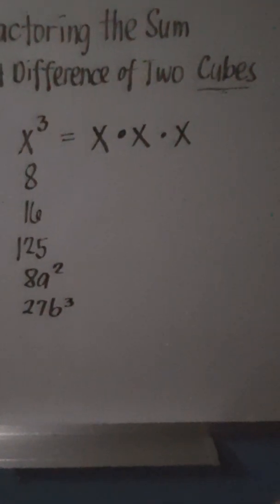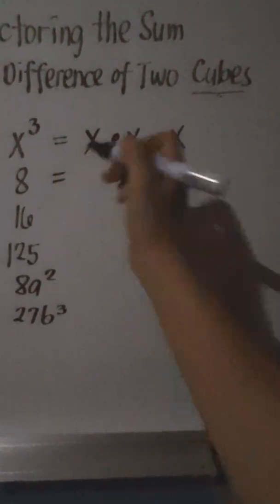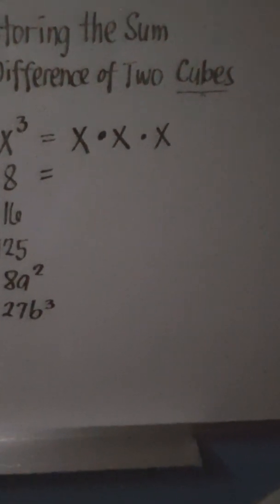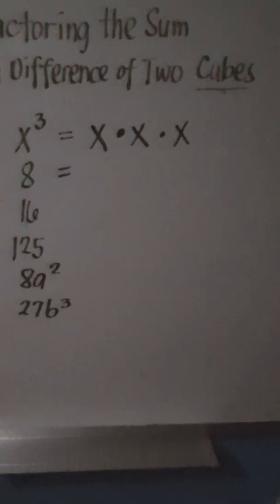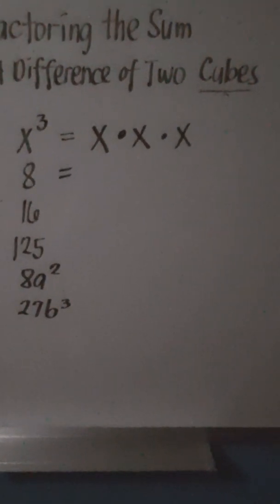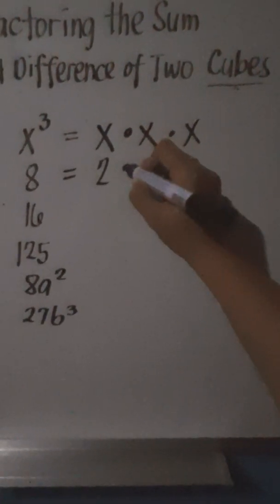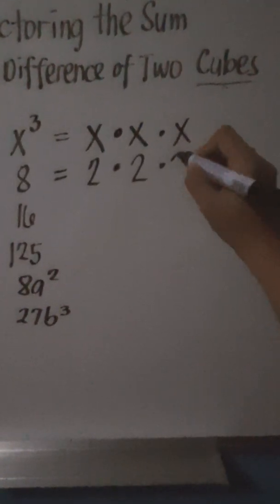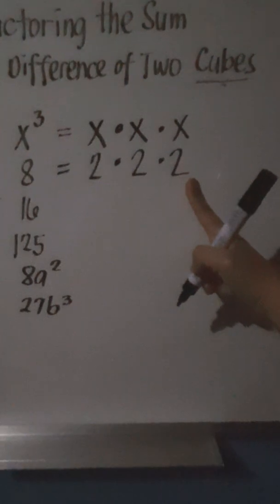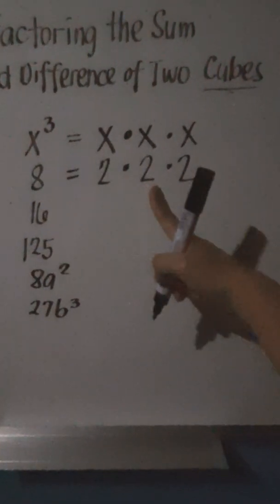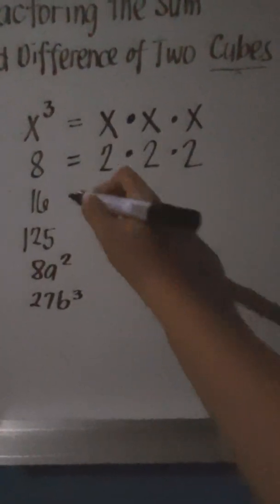Let's take a look at the number 8. So is the number 8 a cube? Can we think of a number that we multiply by itself three times to get 8? So the answer is yes, because if we multiply 2 times 2 times 2, three times multiplying 2 by itself, we get 8. 2 times 2, you get 4. 4 times 2, you get 8.